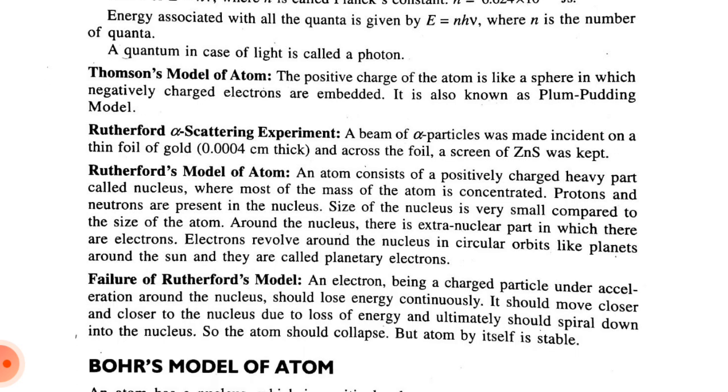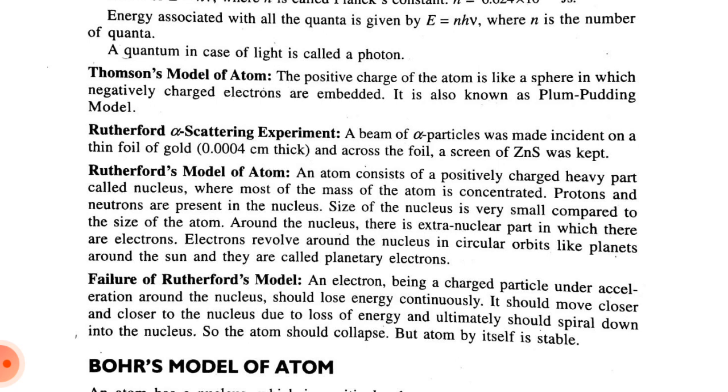Thomson model of atom. The positive charge of the atom is like a sphere in which negatively charged electrons are embedded. It is also known as the plum pudding model. Rutherford alpha scattering experiment. A beam of alpha particles was made incident on a thin foil of gold, 0.0004 centimeter thick, and across the foil, a screen of zinc sulfide was kept.